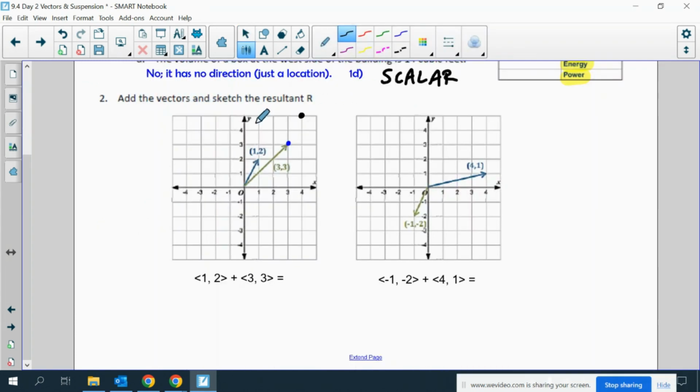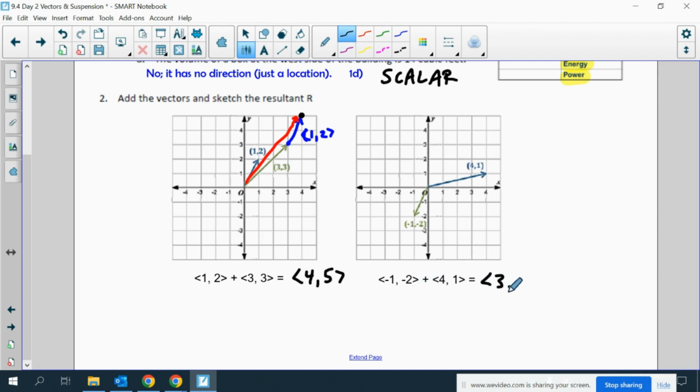We're going to add some vectors now. So what we have is the vector 1, 2 and the vector 3, 3. If we add them, we get 4, 5. And how we can actually add these two is we can take one of the vectors, put it at the edge of the other vector, and then just add that vector to it. And then what we see is the resultant vector is 4, 5.